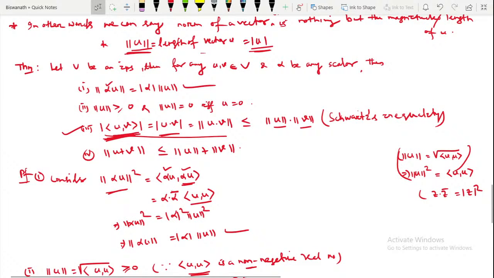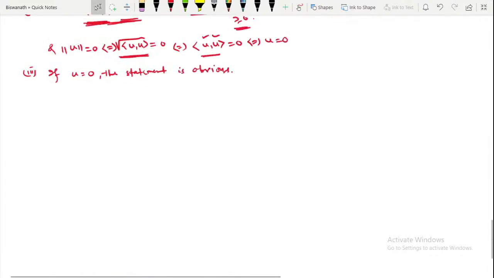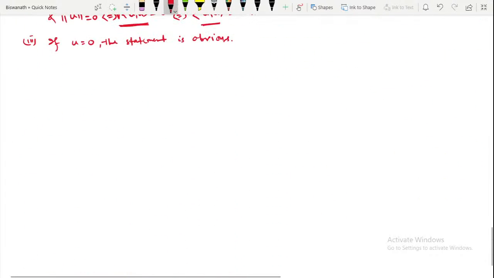That is, the modulus of the inner product of u comma v is less than or equal to norm u into norm v. If u is equal to 0, the inner product of u comma v will be 0. Similarly, since u is 0, norm u will be 0, so 0 into norm v will be 0. That means the inner product u comma v will be 0 and its modulus will be 0. Similarly, on the right hand side, norm u into norm v is there, and norm u will be 0.